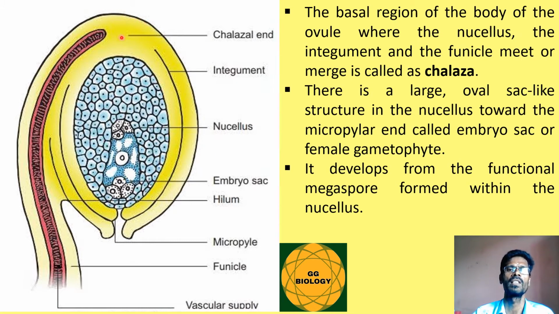Next is the chalaza. The chalaza is the basal region or body of the ovule where the nucellus, the integuments and the funicle meet or merge. And inside the nucellus there is an oval shaped sac-like structure called the embryo sac towards the micropylar end. This embryo sac is also called the female gametophyte, and it develops from the functional megaspore formed within the nucellus.